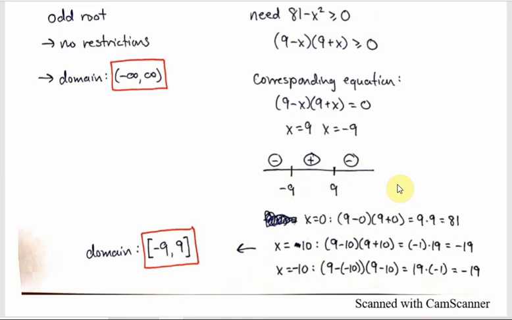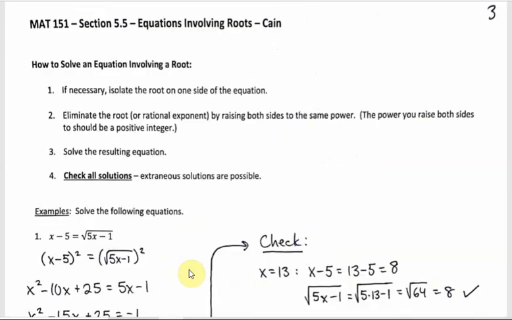But we need 81 minus x squared to be greater than or equal to 0. So we need where the plus is. But since it's greater than or equal to, the endpoints are both okay because they both give you 0. So we're going to include both of them. So we've got the closed interval, right? That's why we got the brackets from negative 9 to positive 9.